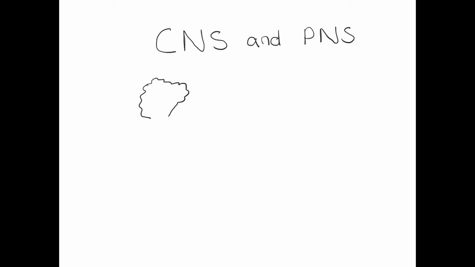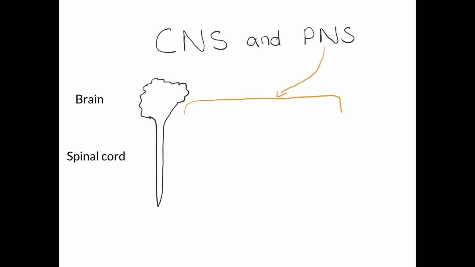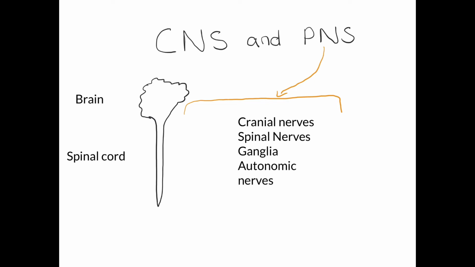The nervous system can be broken down into CNS and the PNS. CNS is going to involve the brain and the spinal cord. The PNS will be the nervous structures outside of the CNS. This will include cranial nerves, spinal nerves, ganglia, and also autonomic nerves. I will discuss some of this very soon.